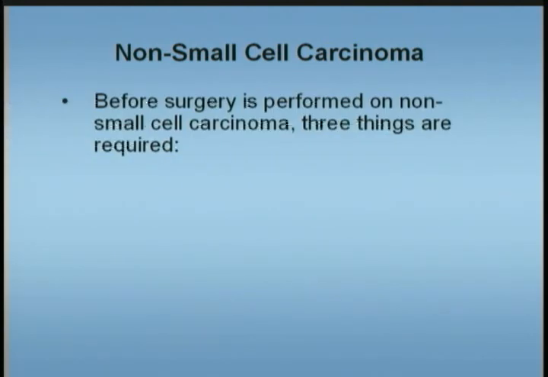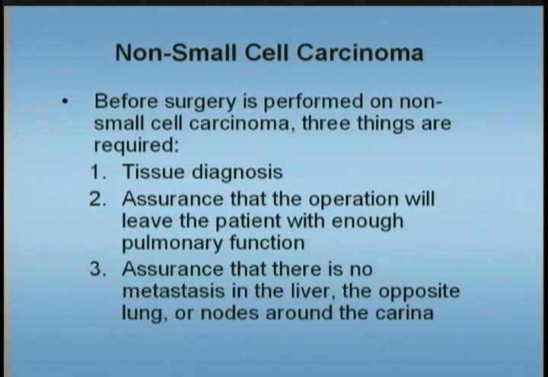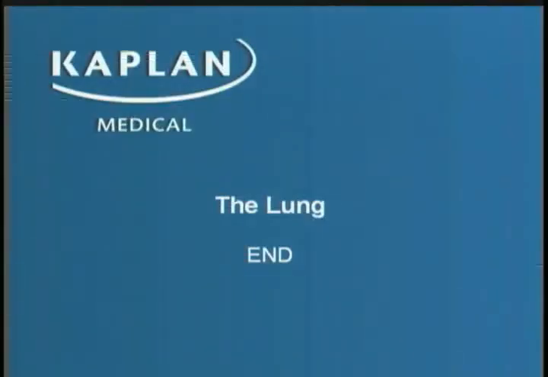Now, for non-small cell carcinoma, before surgery is performed, 3 things are required. I'm repeating now. This is a summary of the summary. What are the 3 things we need before we operate in a non-small cell cancer of the lung? We need tissue diagnosis. We need assurance that the operation will leave the patient with enough pulmonary function, and we need assurance that there is no metastasis in the liver, the opposite lung, or nodes around the carina. And that's the end of our review of the lung.